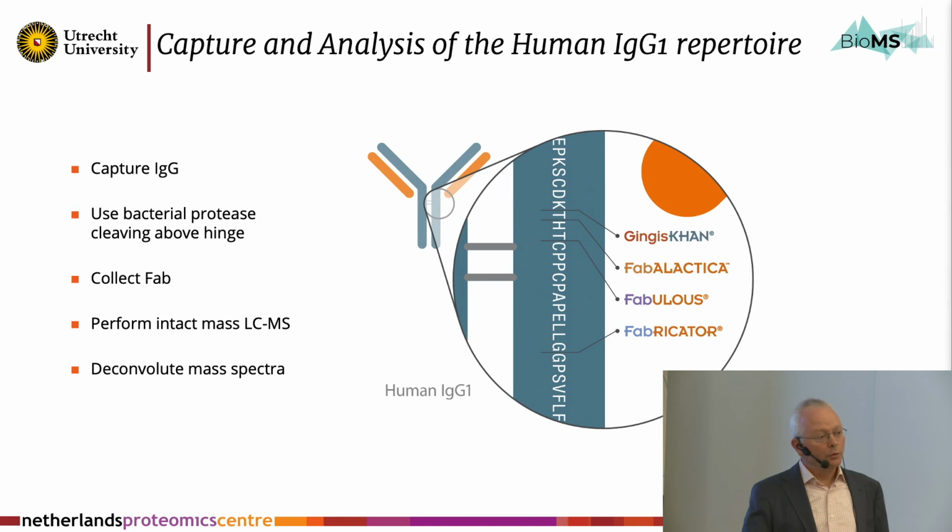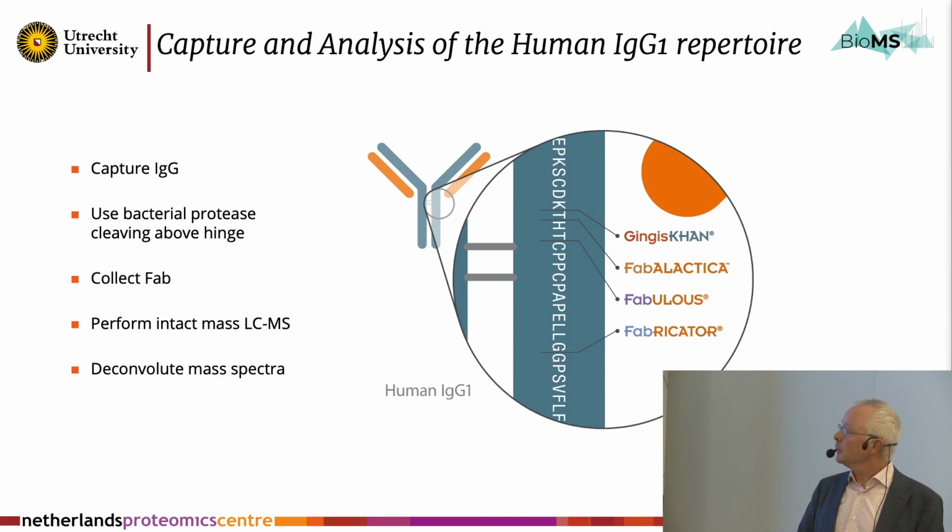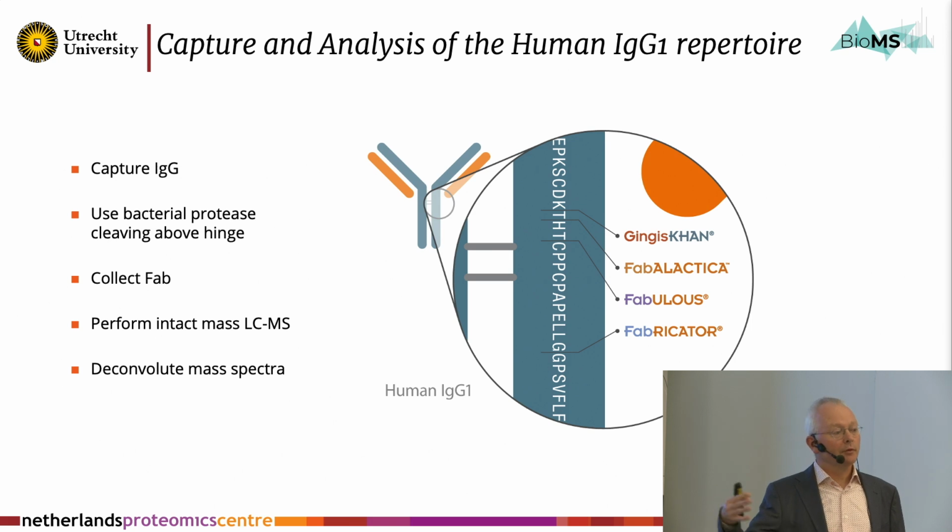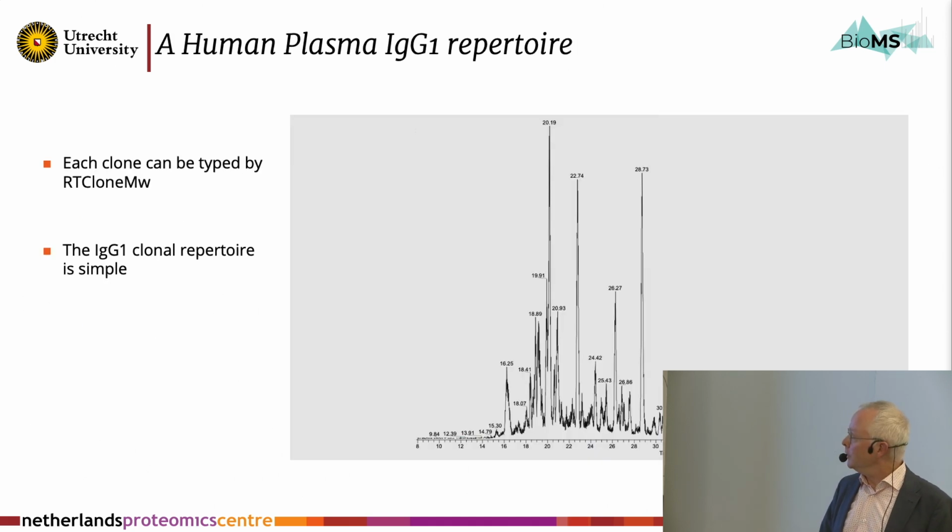Okay, what do we do? We capture all the IgG. We shave off the FABs. These are these 45 to 50 kilodalton fragments. And now we do simple mass spectrometry, LC-MS. We bring all these FAB fragments to the mass spectrometer and we measure their mass. Now, the hypothesis was that we would get a big blob with a lot of masses that we could not interpret.